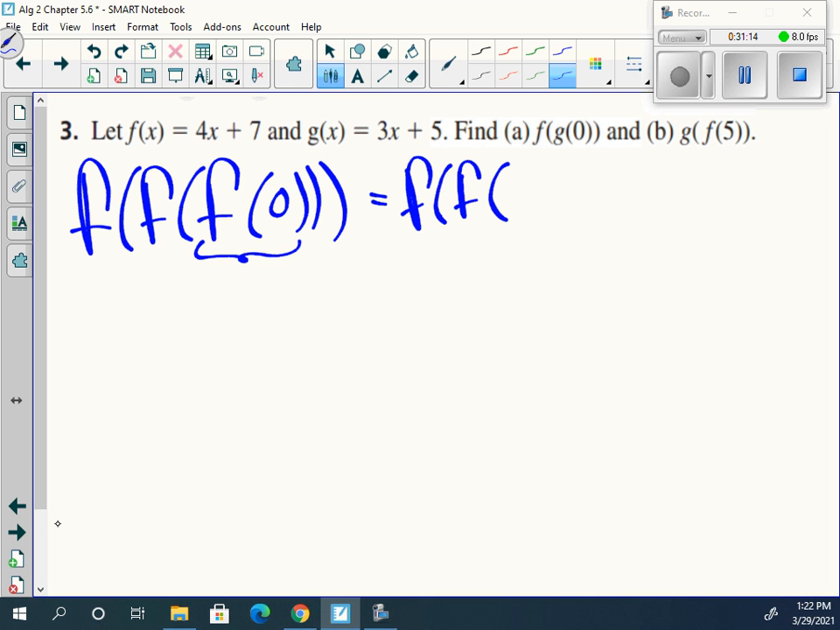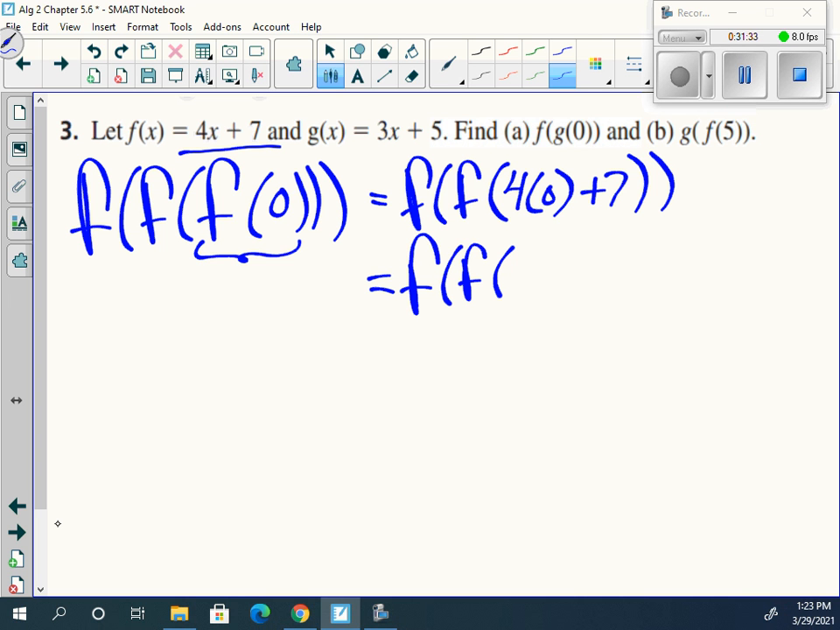Well, the first thing we're going to do is we're going to plug 0 into f of x. So any place where there is an x in 4x plus 7, it is going to become 0. So we're going to have 4 times 0 plus 7. Well, what is 4 times 0? 0. So really all that we have left here is 7. Because 0 plus 7 is 7.